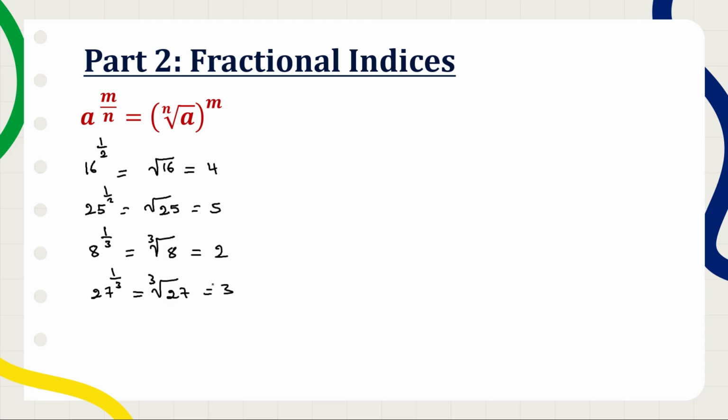From these examples, we get the following rules. A to the power of half means find the square root of a. A to the power of 1/3 means find the cube root of a. A to the power of 1 over n, where n could be any number, means find the nth root of a.